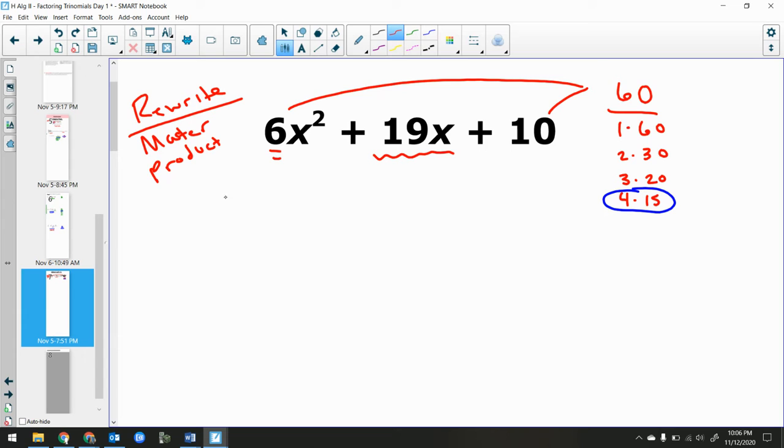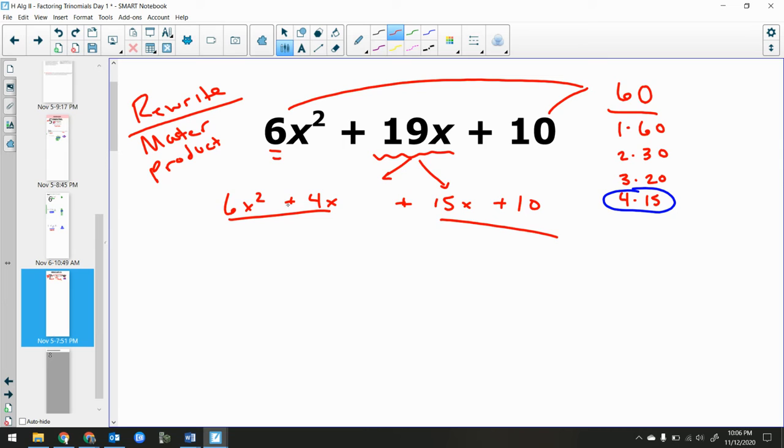Now, my first term stays the same, my last term stays the same, but my middle term gets split up into the two pieces that we found, plus 4x and plus 15x, okay? Now, at this point, I factor by grouping, which means I underline the first two and I underline the last two, and I pull out a GCF, a greatest common factor, out of each one of those.